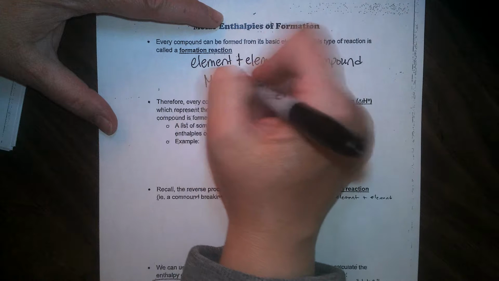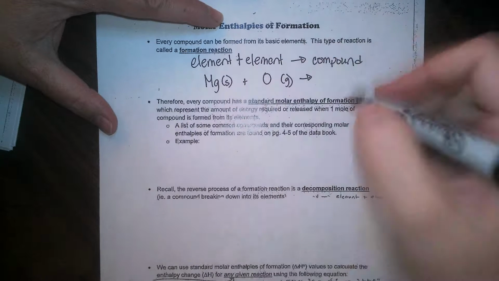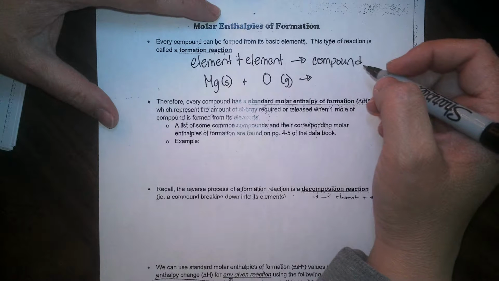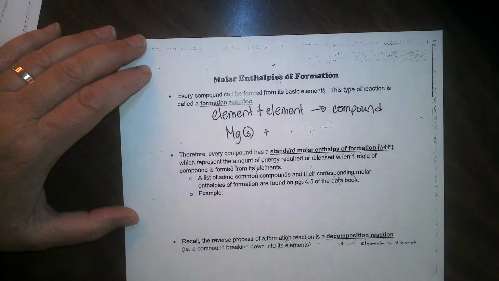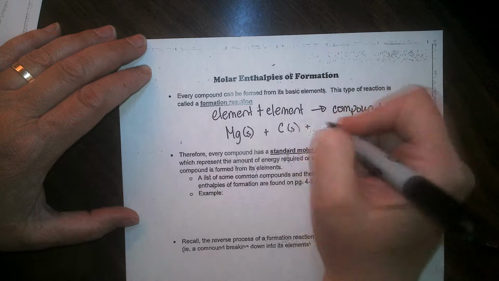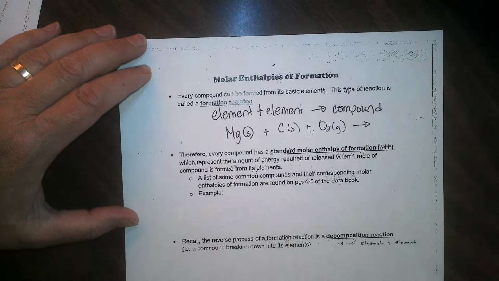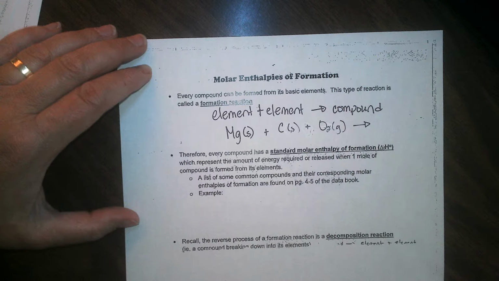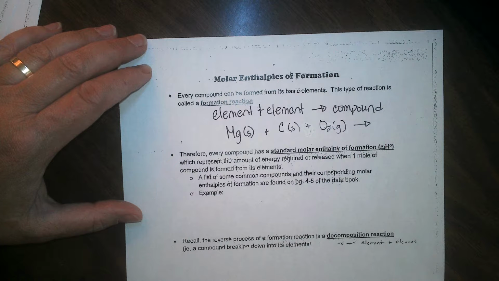So if I was to take magnesium and react it with oxygen, what would my compound be? Oh, we're going to make this more complicated than that. Okay. If I take magnesium and I react it with carbon and I react it with oxygen, what kind of compound could you hazard a guess for? What kind of product? An element plus an element gives us one compound. What do you think we could build?